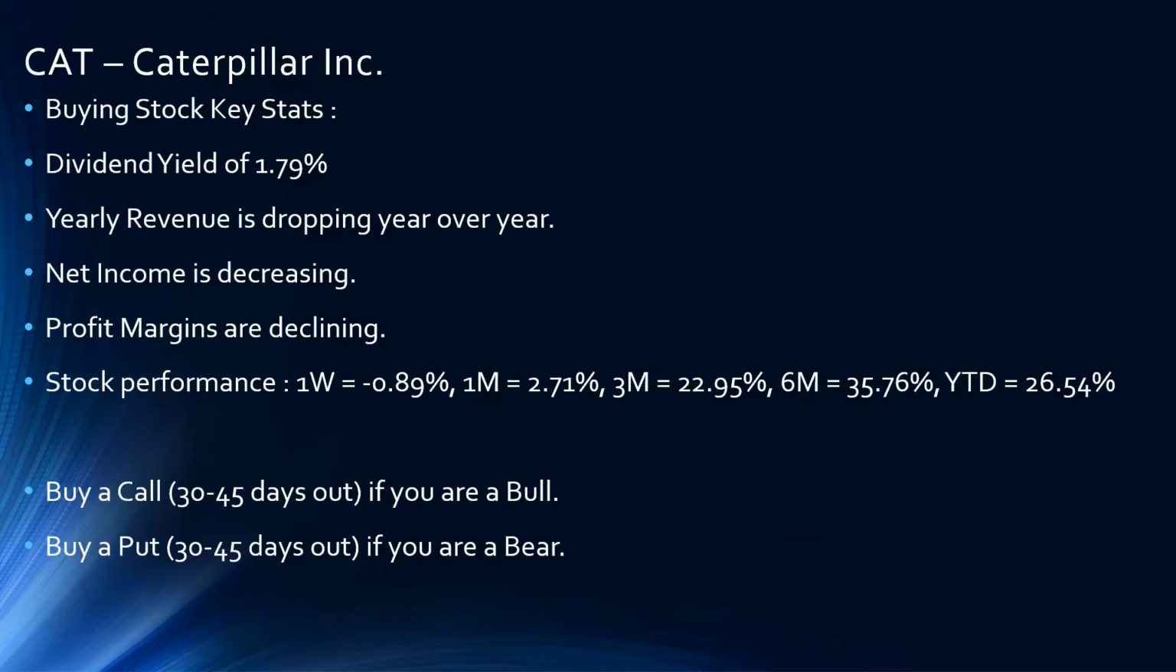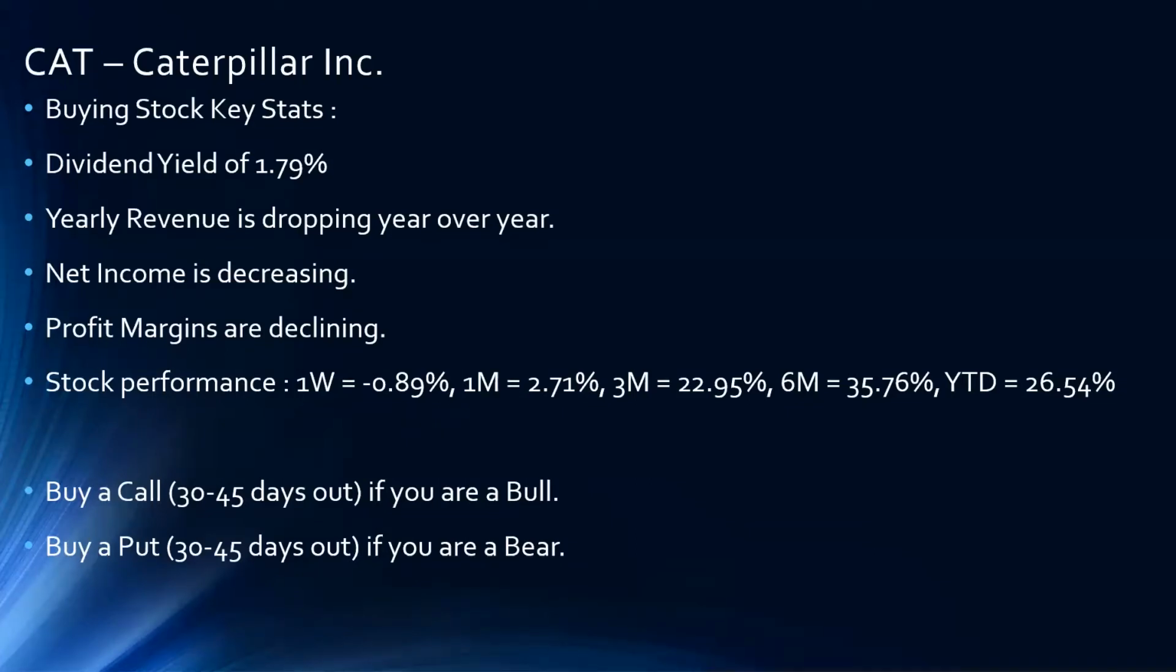So right now we have some bearish winds blowing as far as Caterpillar Inc. is concerned. The profit margins are declining as well. That's another negative thing. It's one thing when you have revenue and income decreasing, but if your margins are also declining, that's a triple whammy. So as far as buying this stock, doesn't look so hot, does it? It does pay a dividend, but it doesn't look very strong.